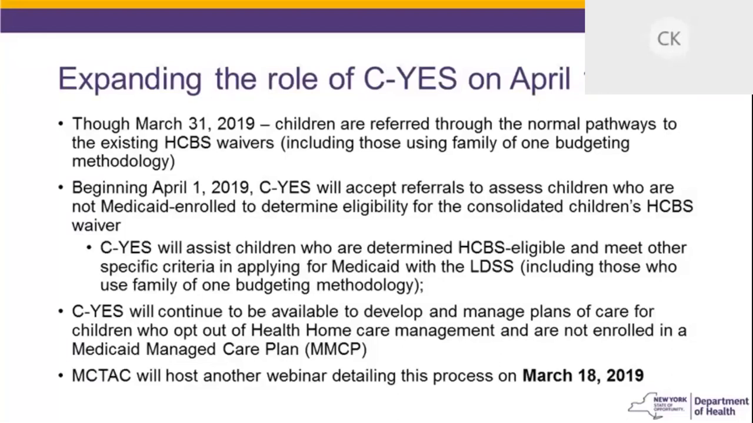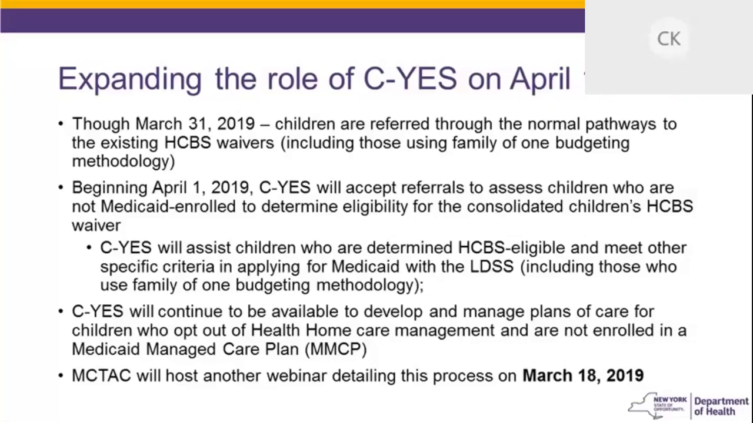So from now through March 31st, children are referred through the normal pathways to the existing HCBS waivers, including those using the family of one budgeting methodology. So if you have a kid who's newly trying to access an HCBS waiver, you follow the same processes that you do today right up through March 31st. Beginning April 1st, CES will accept referrals to assess children who are not Medicaid enrolled to determine eligibility for the Consolidated Children's HCBS waiver. CES will assist children who are determined HCBS eligible and meet other specific criteria in applying for Medicaid with the LDSS, including those who use the family of one budgeting methodology.